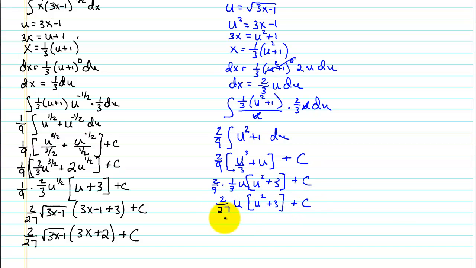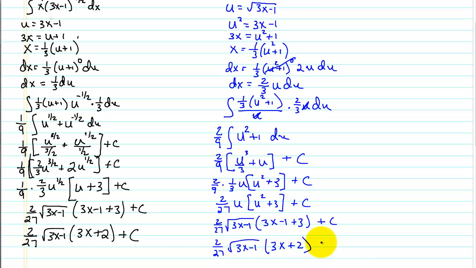And now we can finish up by doing our reverse substitution. So u is the square root of 3x minus 1. And u squared we found is here. U squared is 3x minus 1. And finally we can do combining like terms in that parentheses, and you can see that our two answers are identical. So luckily I didn't make any mistakes apparently, because the two answers are the same.